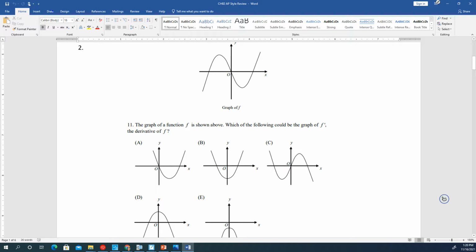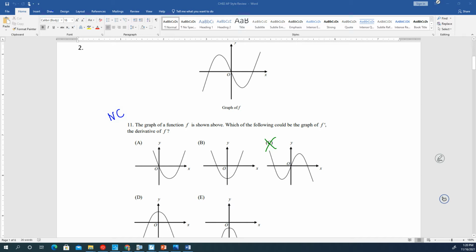All right, again, this would be on a no calculator part since it's numbered 11. Don't really need a calculator for this. The graph of f is shown above. Which of the following could be a graph of the derivative, f prime? All right, so I know my graph of f is a cubic, so its derivative is going to be 1 degree lower. It's going to be a quadratic, right? So that automatically eliminates C.